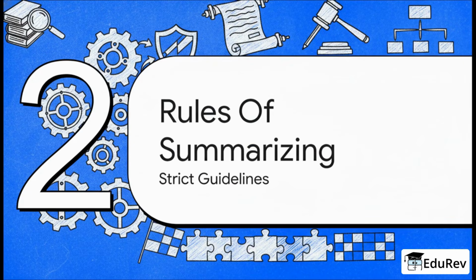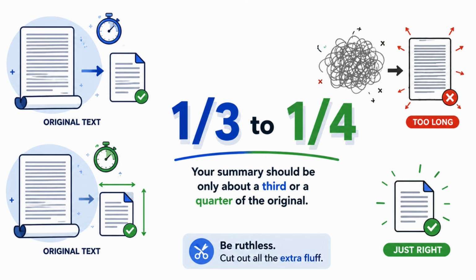Section 2. The rules of summarizing. First up, I want you to cement this exact fraction in your mind: 1/3 to 1/4. Your final summary should only be about a third or a quarter of the length of the original text. Seriously, if your summary is half a page long and the original is only a page, you haven't summarized enough. You really have to be ruthless and cut out all that extra fluff.